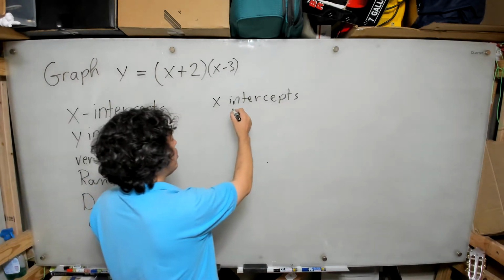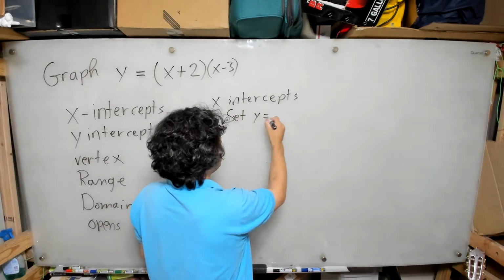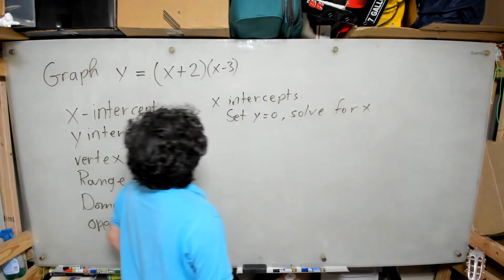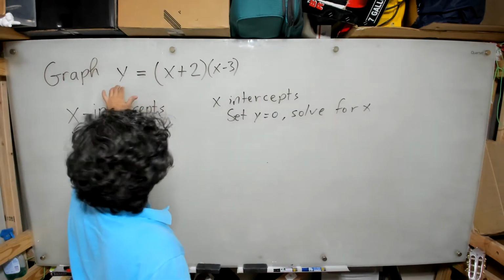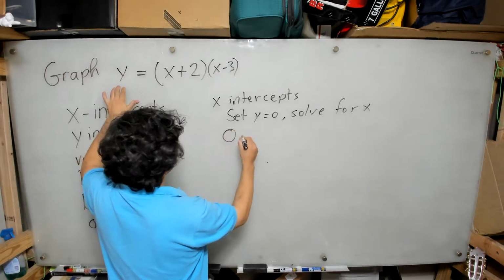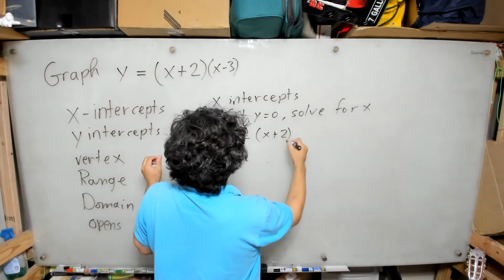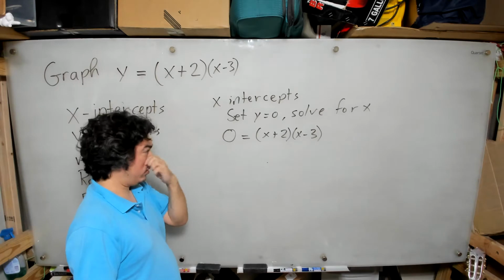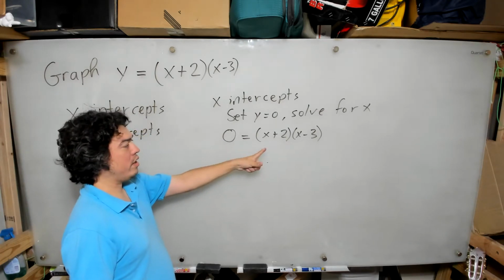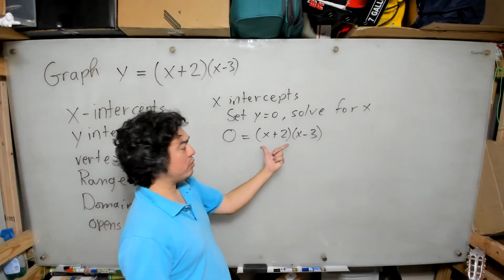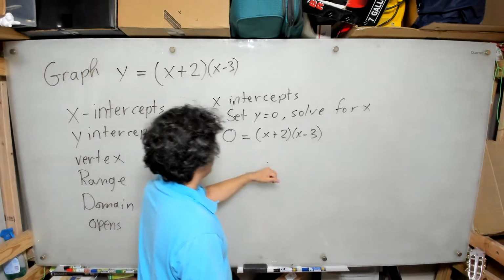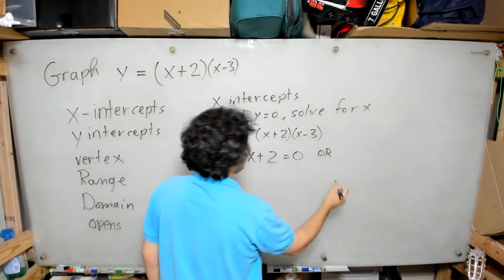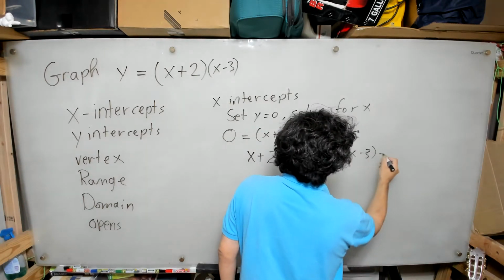So in order to do that, we're going to set y equal to 0, and we're going to solve for x. So if I look at the equation of this graph here, and I set y equal to 0, that's going to give me 0 equals x plus 2 times x minus 3. But it's already factored. So what I can do is say, okay, this equation is true if x plus 2 is 0 or if x minus 3 is 0.